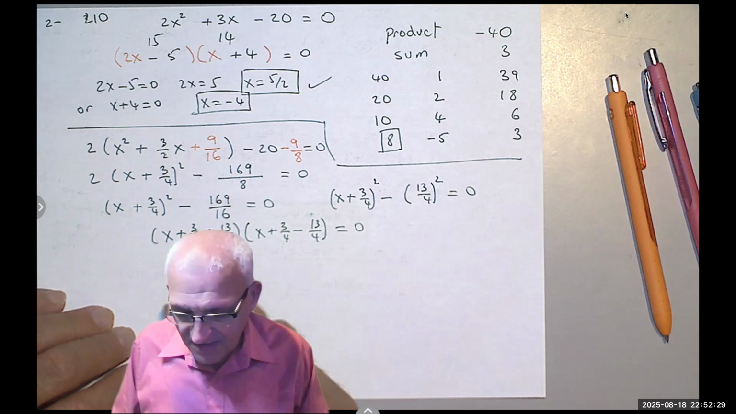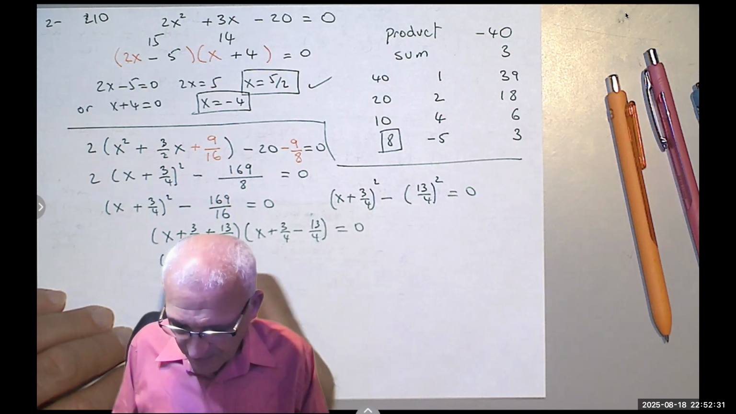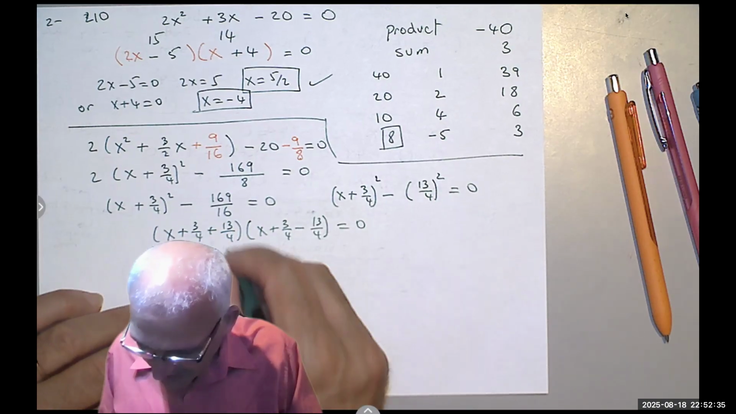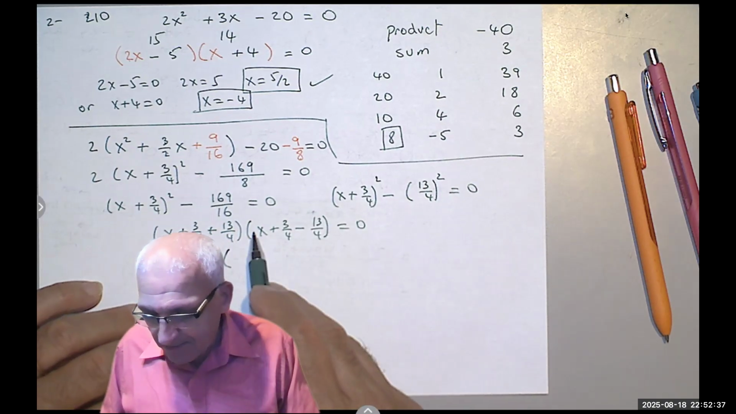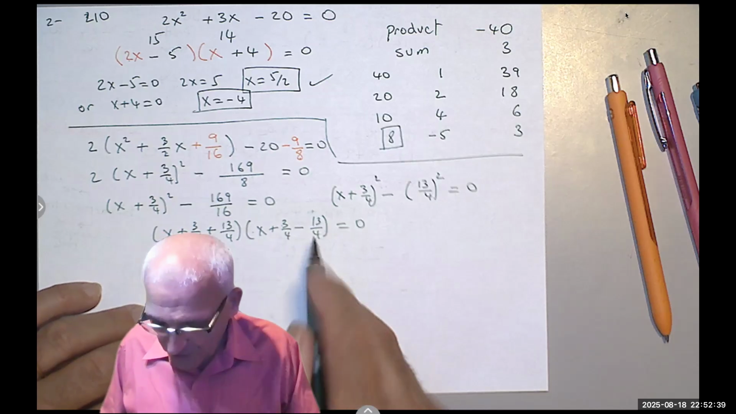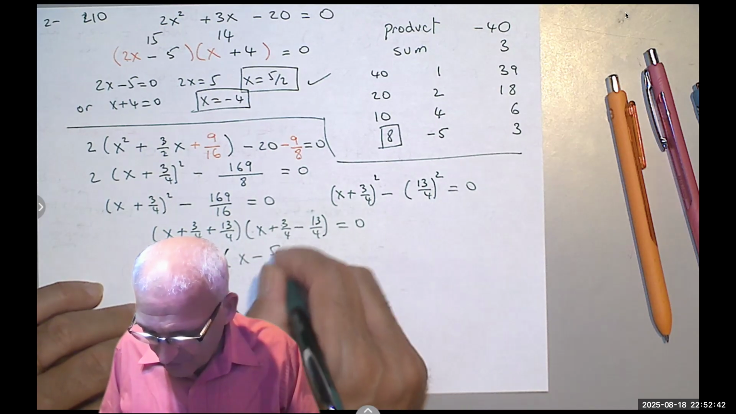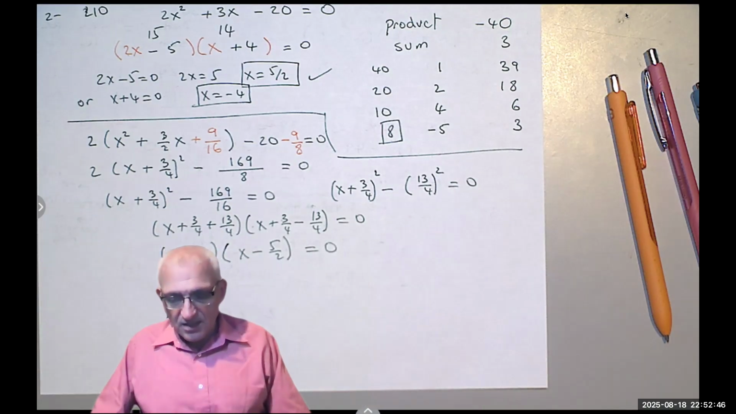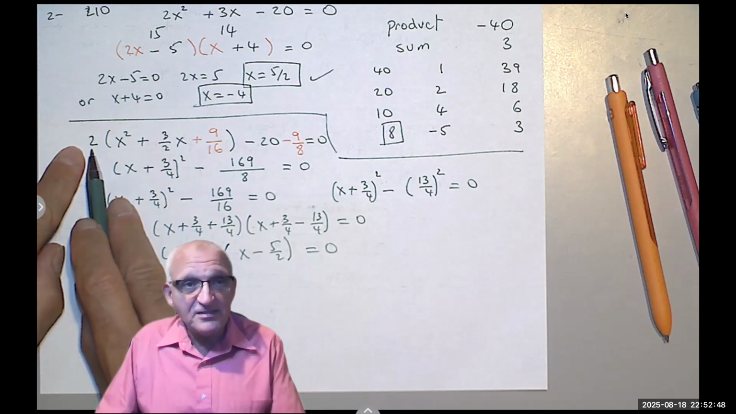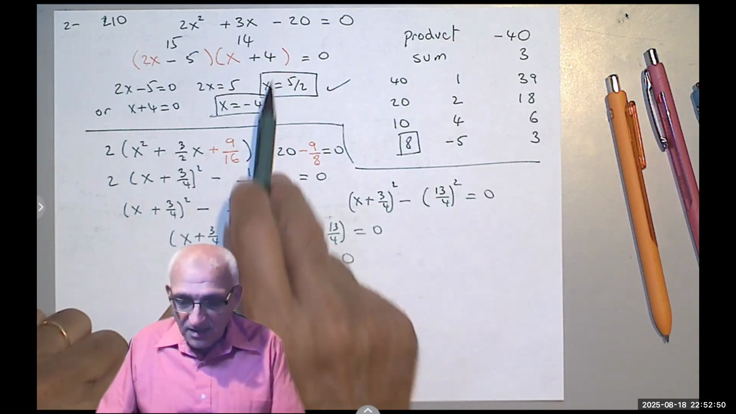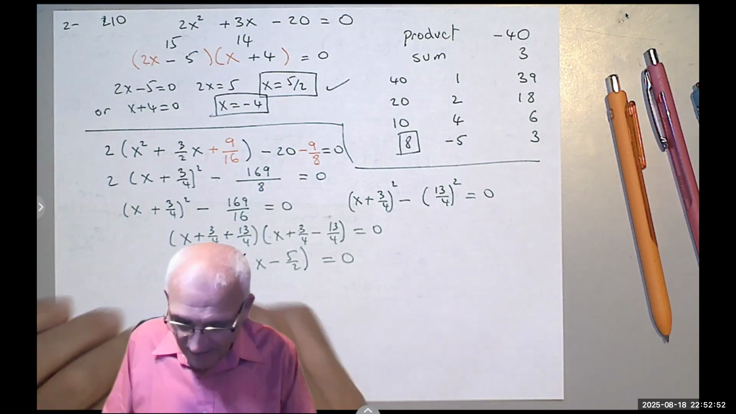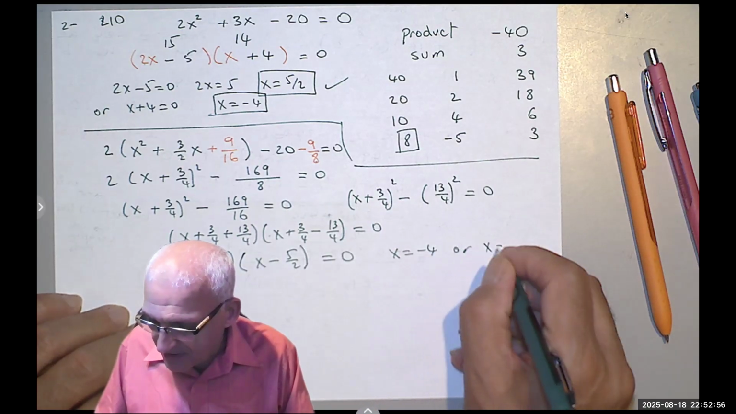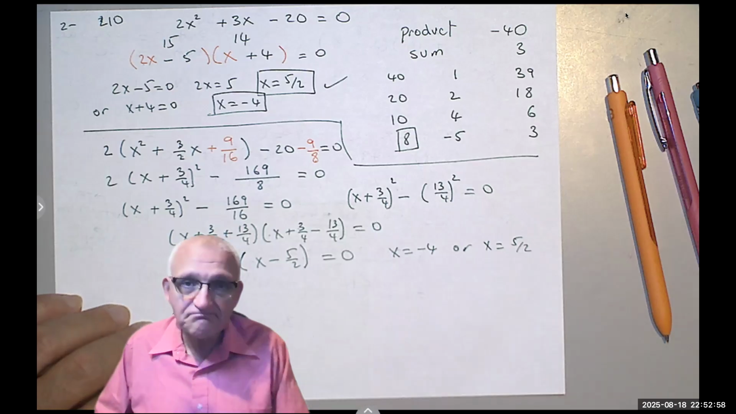3 and 13 is 16. Over 4 is 4, so x plus 4. And this guy becomes x minus 10 over 4, so x minus 5 over 2 equals 0. That's another way. Notice because we divided by 2, that's why we got the answer right away. x equals negative 4 or x equals positive 5 halves.